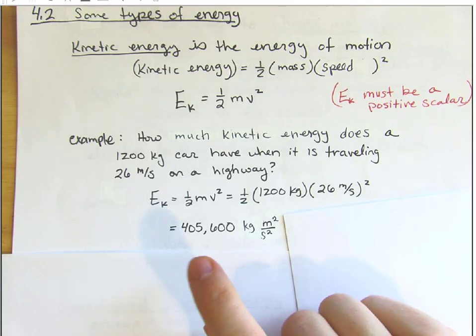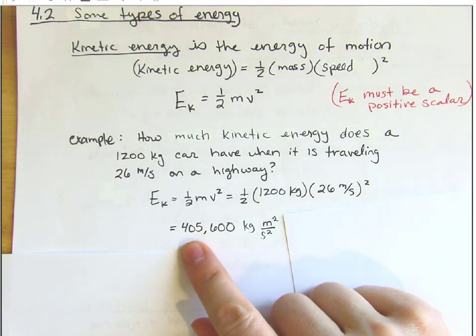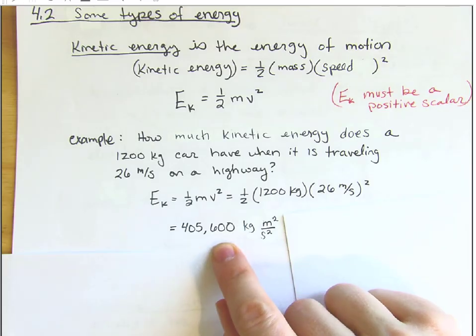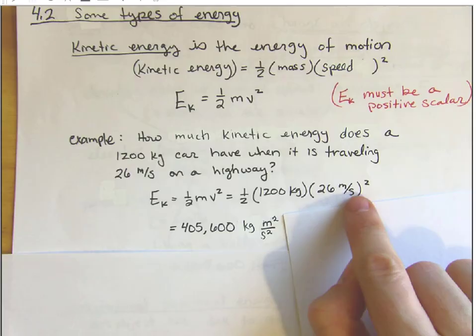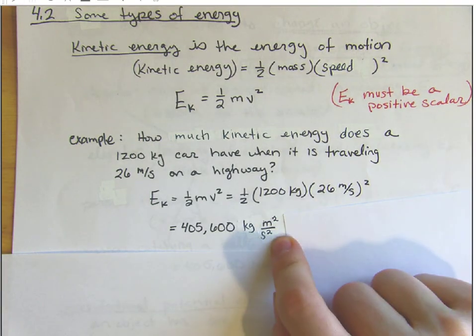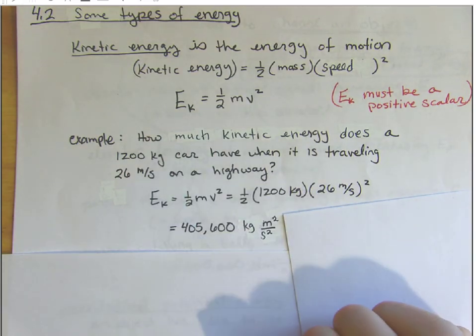So typing it all into a calculator, I get 405,600. I had a kilogram, and I also had a meter squared divided by a second squared. So I have meter squared per second squared. But I'm guessing that this is supposed to be equal to a unit of a joule.